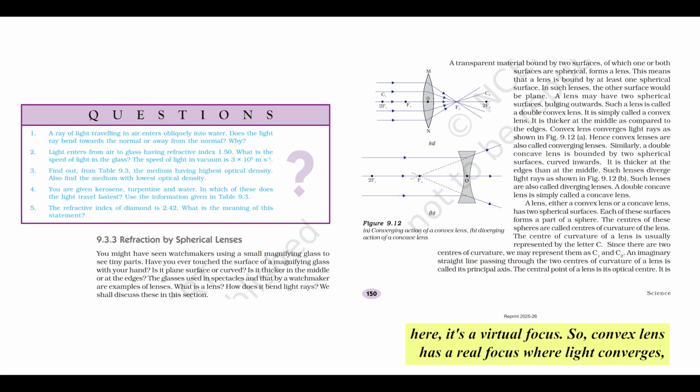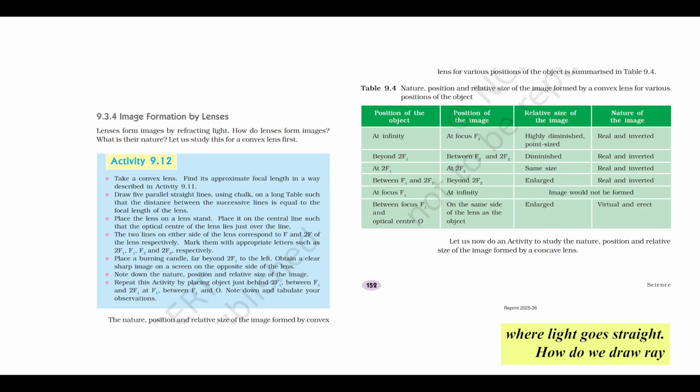So a convex lens has a real focus where light converges, concave has a virtual focus where light appears to diverge from, and two foci for each lens? Correct. And the distance from the optical center O to the principal focus f1 or f2 is the focal length f. Okay, so lenses work by refraction, have two C's and two F's, and that optical center O where light goes straight. How do we draw ray diagrams for them, and what kinds of images do they form?